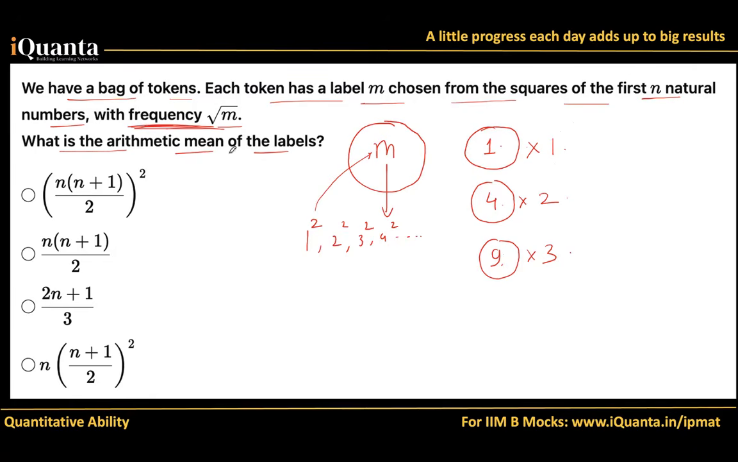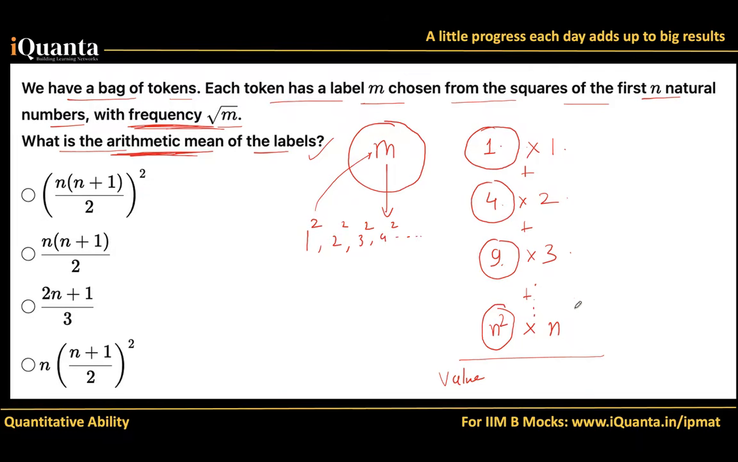We have to find out the arithmetic mean of all such tokens. So I know that if my token value is n square, its frequency will be n. So let's add all of them, okay? But we have to add and then divide it to get the arithmetic mean of the labels. I hope this is clear. Arithmetic mean simply means the total value of all the labels, and the total value will be 1 into 1 plus 4 into 2 plus 9 into 3 plus n square into n, right? This is the total value of all the tokens.